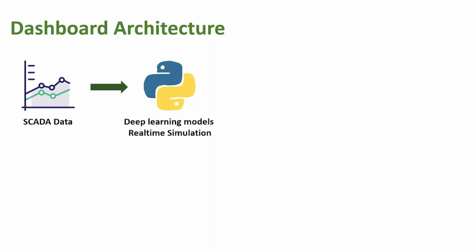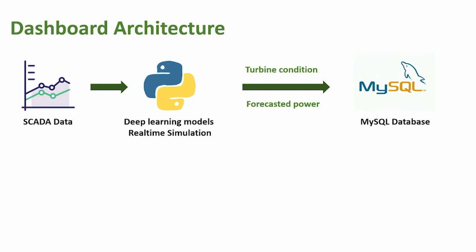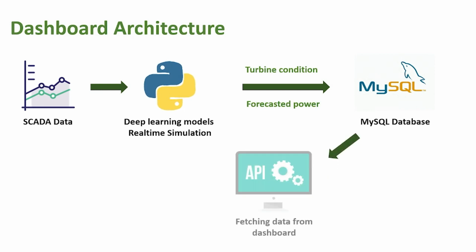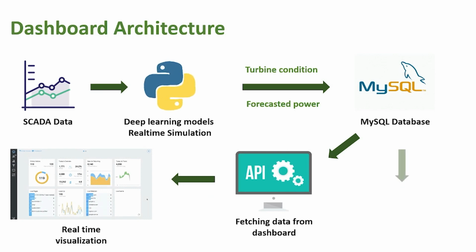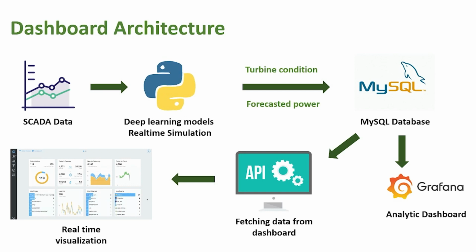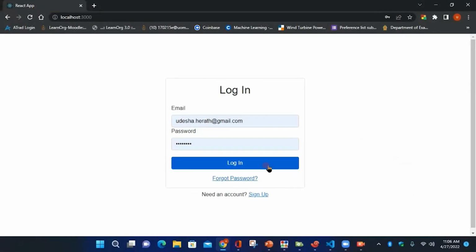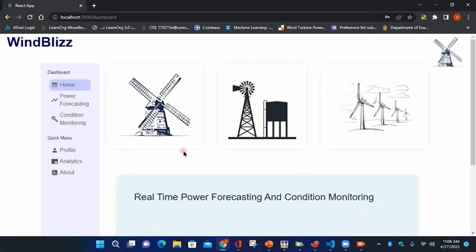Here is our dashboard internal architecture. Deep learning models running on the server generate the results from SCADA data and save them in a MySQL database. Data is fetched through an API for visualization in the WindBlaze dashboard. As an additional option, a Grafana dashboard was developed for analytic purposes. This is a demonstration of our WindBlaze dashboard working.